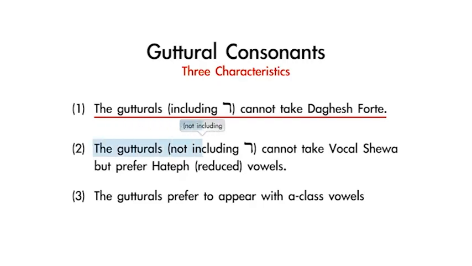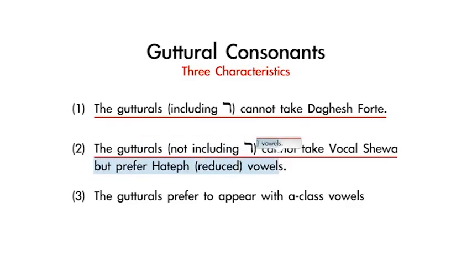Second, the gutturals, not including resh, cannot take vocal schwa, but they prefer the Hatef or reduced vowels. So under the gutturals, aleph, he, chet, and ayin, you'll never see a vocal schwa. You'll see normally the Hatef pathach or the Hatef segol, rarely the Hatef qamets. So you're going to understand that when you would expect to see a vocal schwa in a propretonic position, you're going to see one of the Hatef vowels if that's a guttural consonant that it's appearing under.